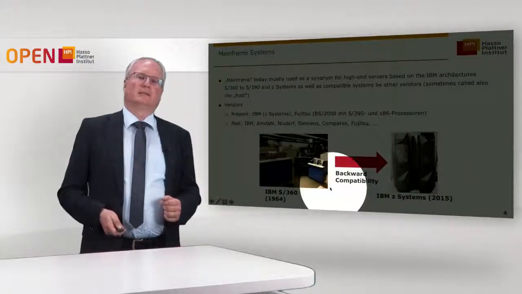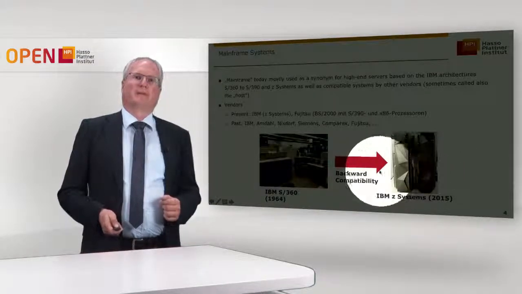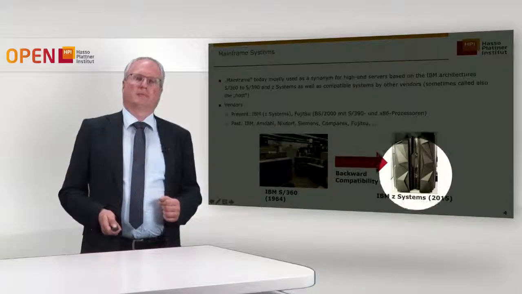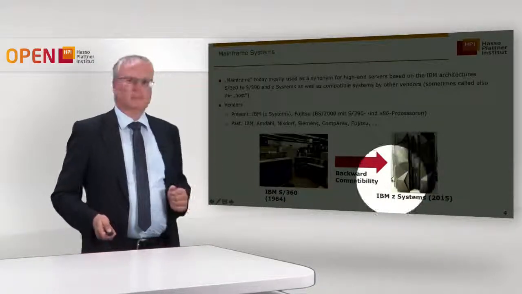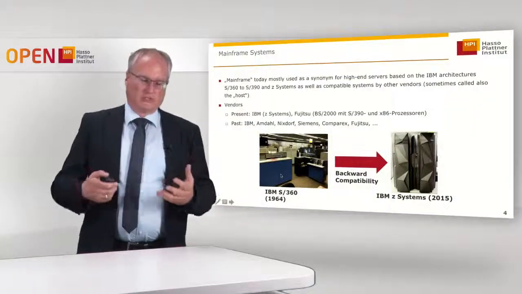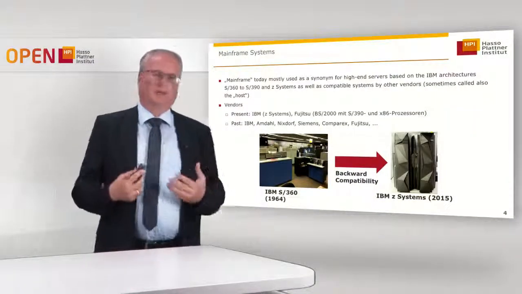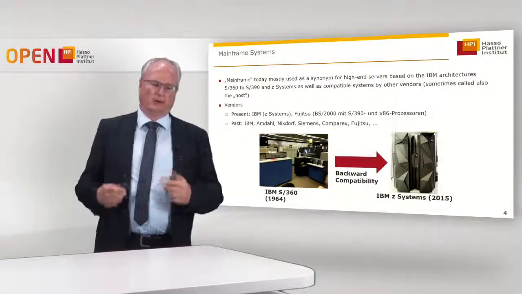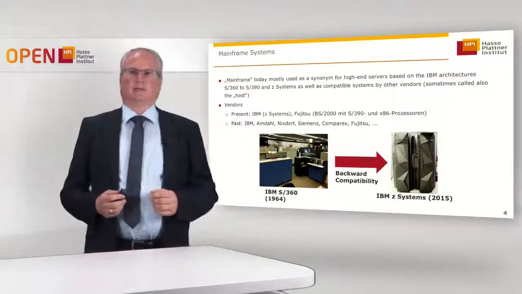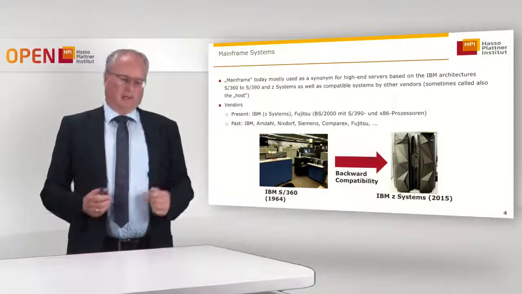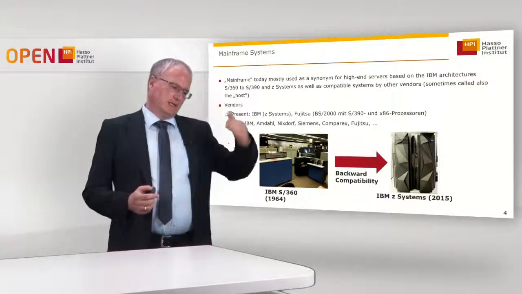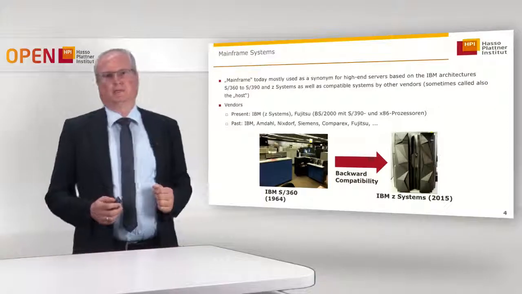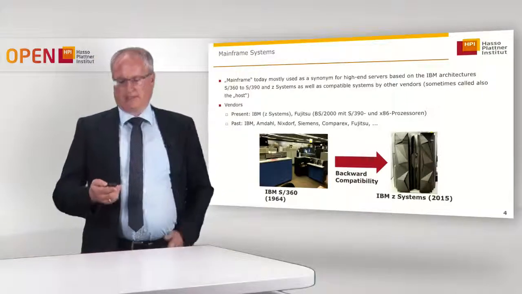So if you look at the picture, you see that from the original S360 to the more modern mainframes, it's a long way, and these systems don't look very similar, but still the modern mainframe is fully backward compatible to the original one. So you could run, in principle, a binary program written for the original S360 machines on a modern mainframe as well, if you need to do that. So this is the hardware architecture. It has the longest standing backward compatibility of all existing architectures today.